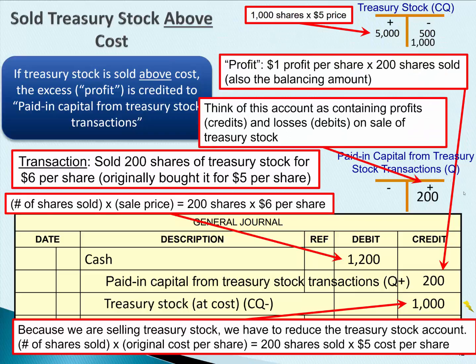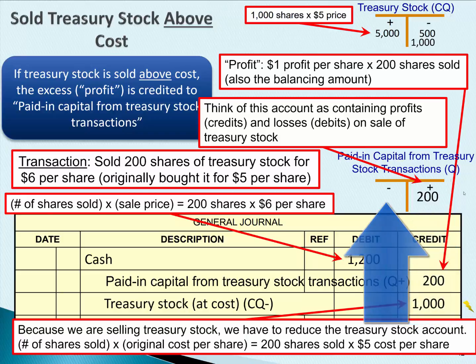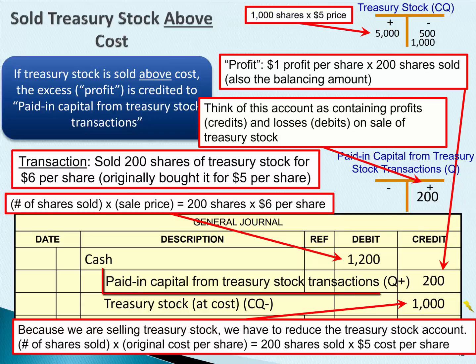So you can think of the paid-in capital from treasury stock transactions account as containing the profits, which are credits, or losses, which are debits, on the sale of treasury stock. So if treasury stock is sold for more than it cost, the difference is going to be credited to this new account, paid-in capital from treasury stock transactions. This excess is additional paid-in capital because it came from the company's stockholders. It has no effect on net income. Paid-in capital from treasury stock transactions is reported with other paid-in capital accounts on the balance sheet. It will be beneath common stock, and it will also be beneath paid-in capital in excess of par.